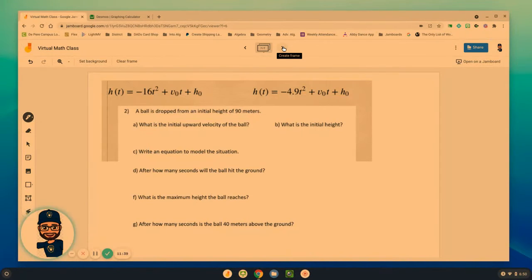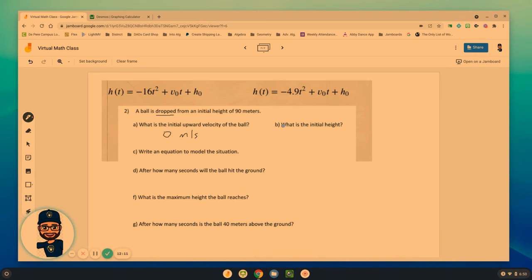Our second example comes from number 2. A ball is dropped from an initial height of 90 meters. What is the initial upward velocity of the ball? How fast is it going upward? Notice there's a key word that it was dropped. So it is 0, in this case, meters per second. Dropped means we're just letting it fall. We're not going upward at all.